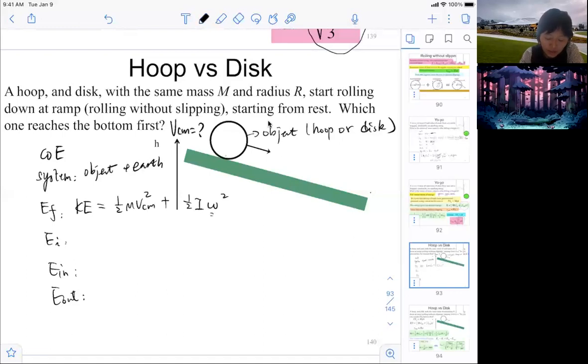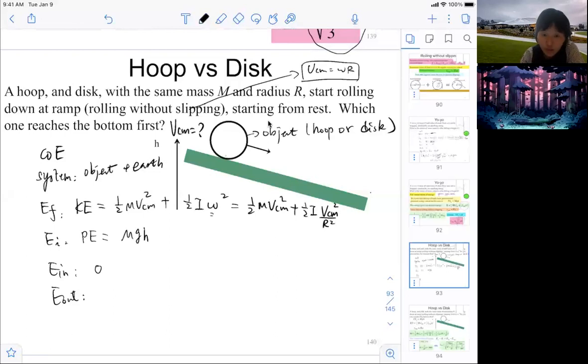And omega is related to V by R, so if you want to do the substitution here, you could: 1/2 I omega squared is 1/2 I V squared over R squared, because it's rolling without slipping. So this condition gives us V is equal to omega R. Okay, fine. Initial energy, when the system is at height h above the ramp, so it's released from rest: we have potential energy, and that's mgh.